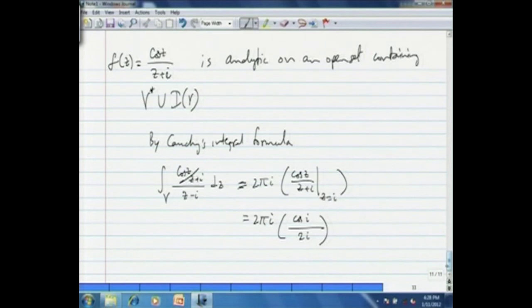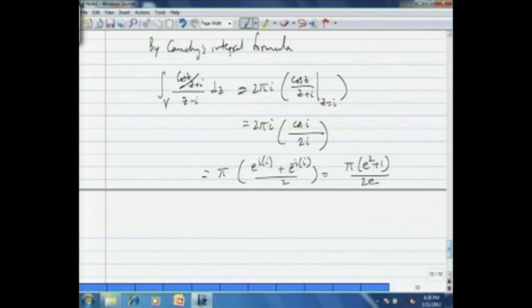So, this can be simplified. First, 2i cancels with 2 pi i for a pi, and then cosine i is, recall, e power i times i plus e power minus i times i, divided by 2. So, that gives you pi times e squared plus 1 over 2e. That is what the integral evaluates to. So, this is another example of how to use the Cauchy's integral formula to compute integrals.